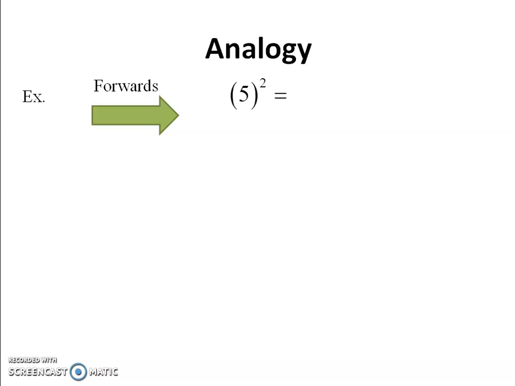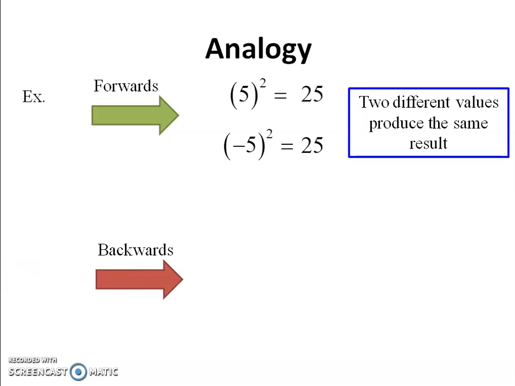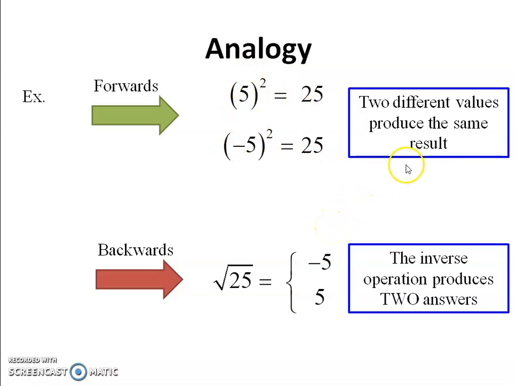Moving forwards, 5 squared is 25. And moving forwards, negative 5 squared is also 25. That means that working backwards, if I took the square root of 25, there would be two answers: negative 5 and positive 5. Why is that? Well, it's because both of these numbers, when you square them, are equal to 25. So if there are two different values that produce the same result, it means that the inverse of that operation produces two different answers. The thing is that your calculator will only tell you one of those answers.